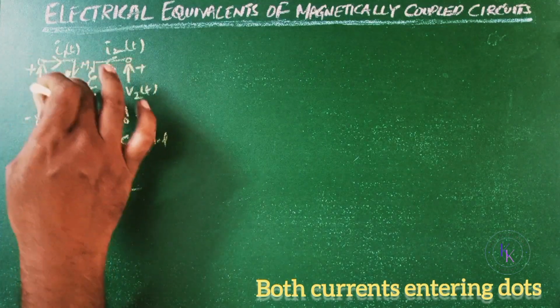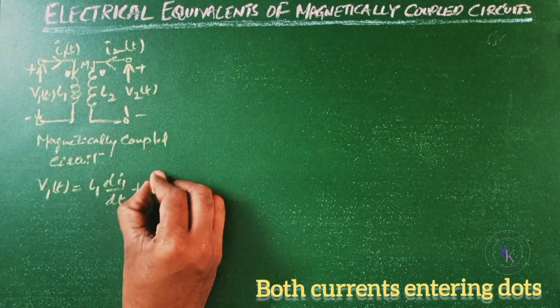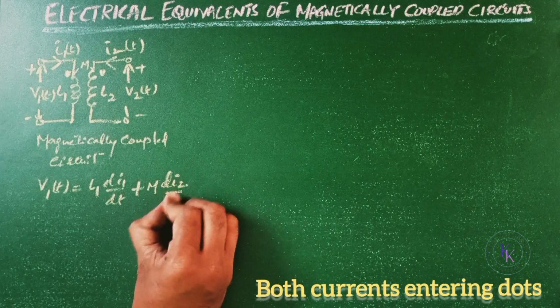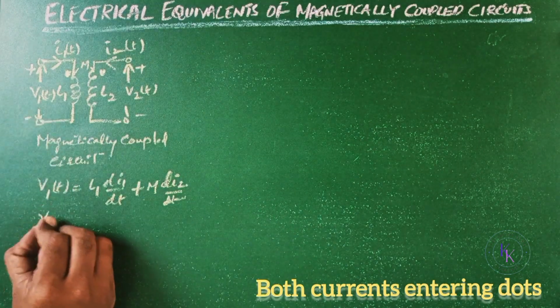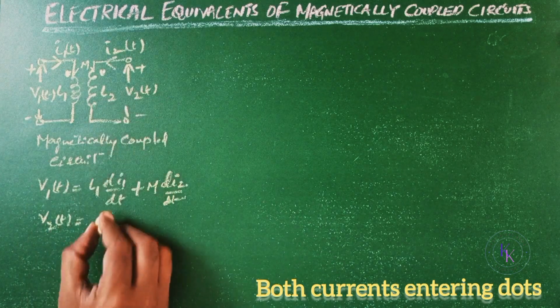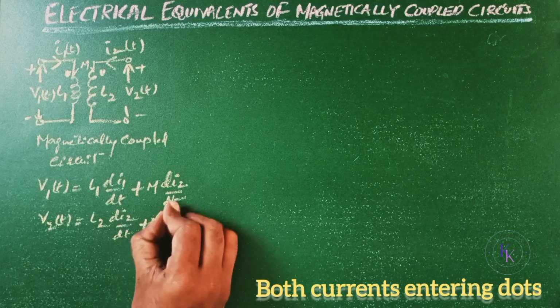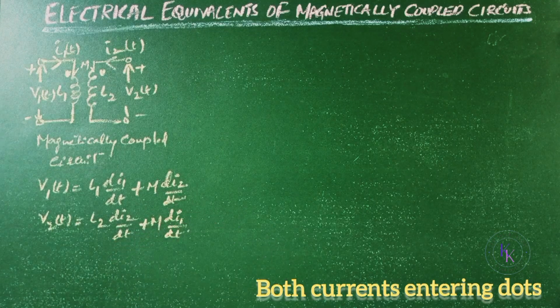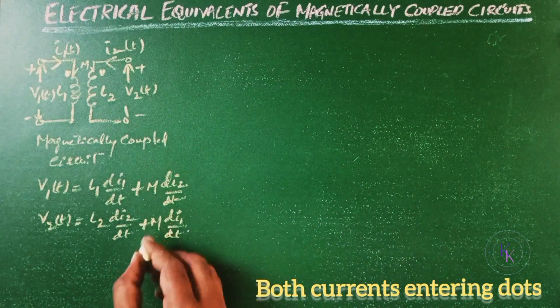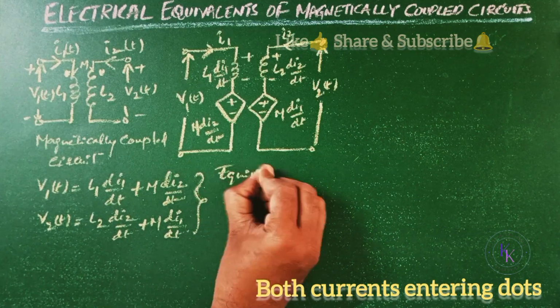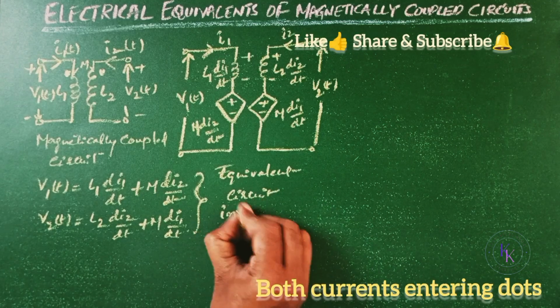Since both the currents are entering from the dots, mutual inductance M is considered positive from the dot convention, then M di2 by dt for the first loop, and for the second loop V2 of t equals L2 di2 by dt plus M di1 by dt. We got the voltage loop equations in the time domain. Let us try to draw the circuit equivalent to this time domain. From these mesh equations, the equivalent circuit in time domain.